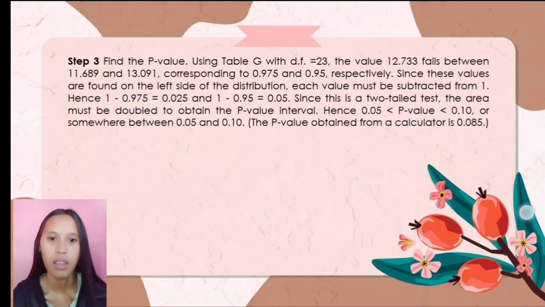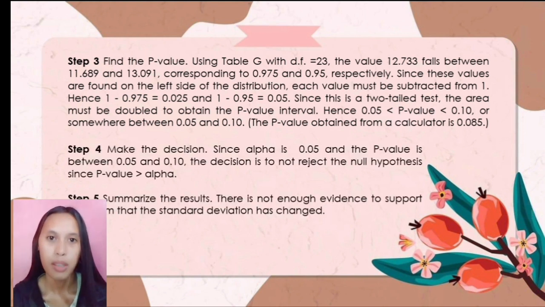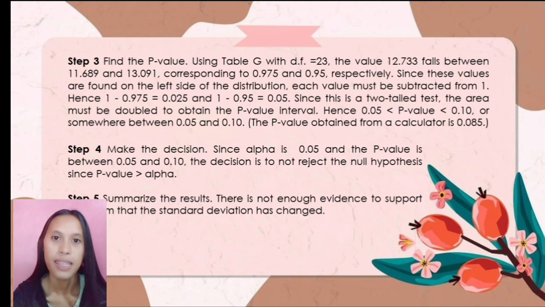0.05. Since this is a two-tailed test, the area must be doubled to obtain the p-value interval. So 0.05 is less than the p-value, which is less than 0.10, or somewhere between 0.05 and 0.10. The p-value obtained in the calculator is 0.085.